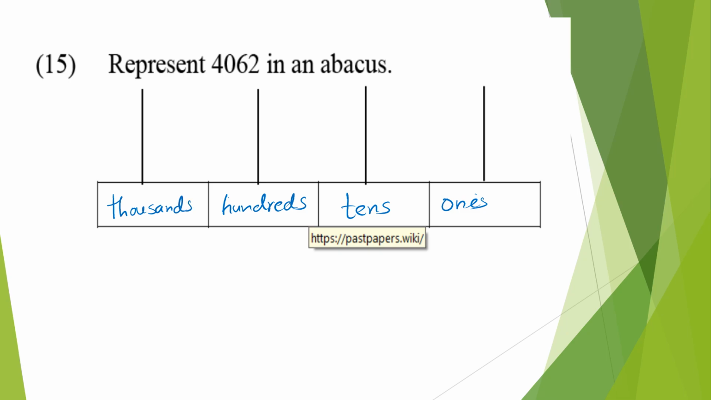So you can say how many units? Only 2 units. How many tens? There are 6: 1, 2, 3, 4, 5, 6. There are 6 tens. And how many hundreds? 0. There are no hundreds. So how many thousands? 4: 1, 2, 3, 4. There are 4,000. This is how you represent 4062 in an abacus.